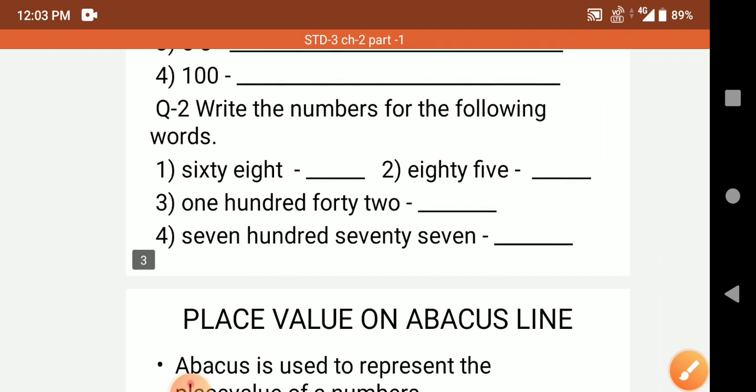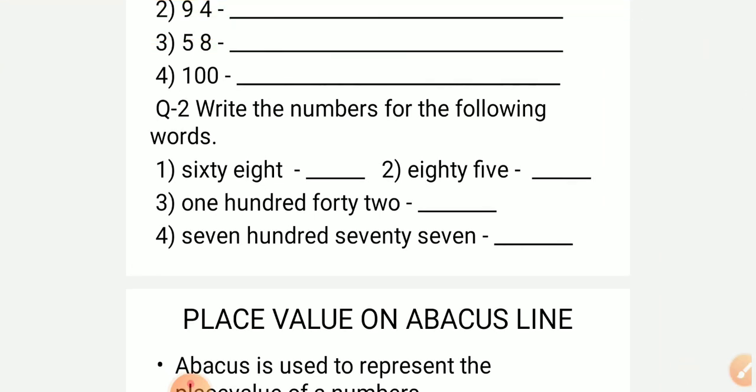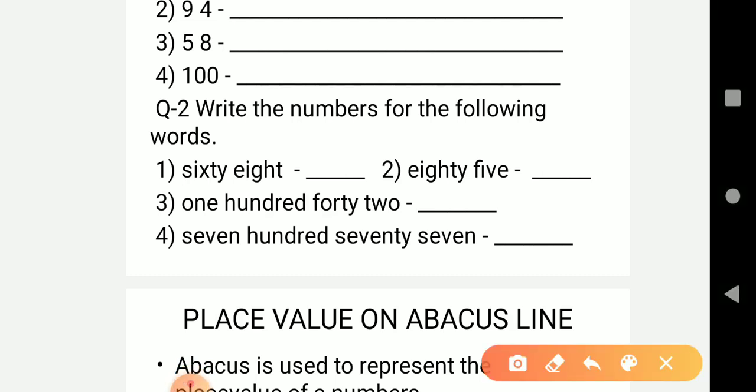Okay, my second question is, write the numbers for the following words. See, the first number is 68. So how to write 68 in numbers? Yes, 60 means 6, then 8, 68.